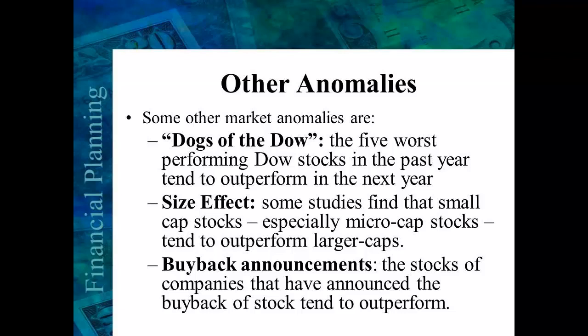Some other market anomalies are dogs of the Dow. The 5 worst performing Dow stocks in the past year tend to outperform in the next year. The size effect. Some studies find that small cap stocks, especially micro cap stocks, tend to outperform large caps. And buyback announcements. The stocks of companies that have announced the buyback of stock tend to outperform.